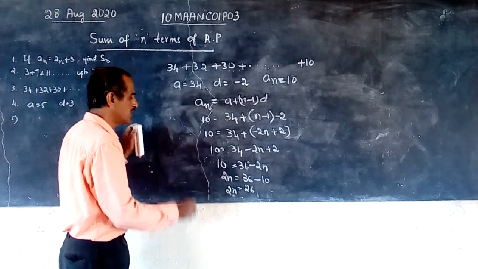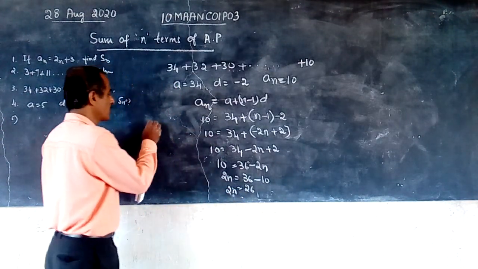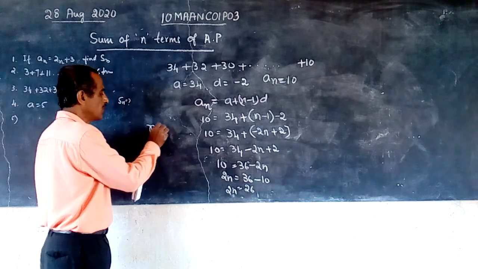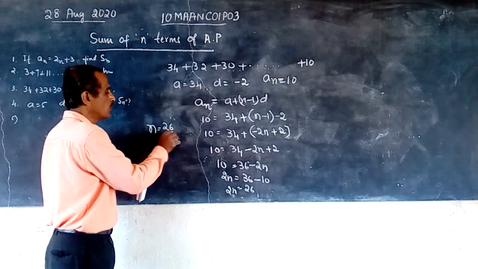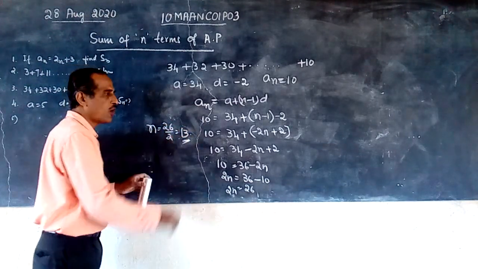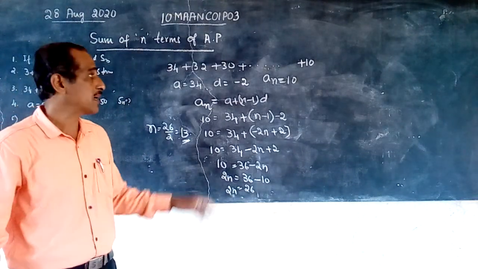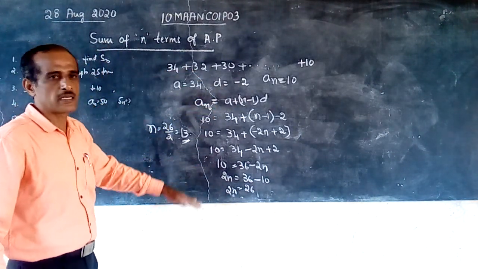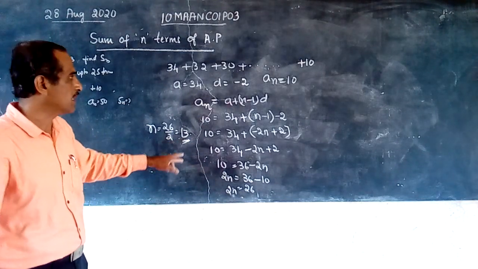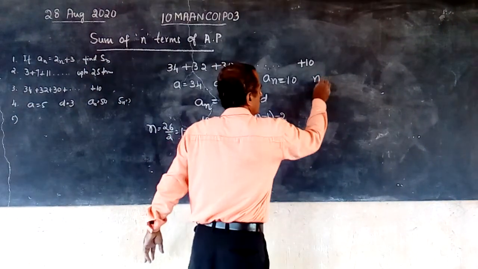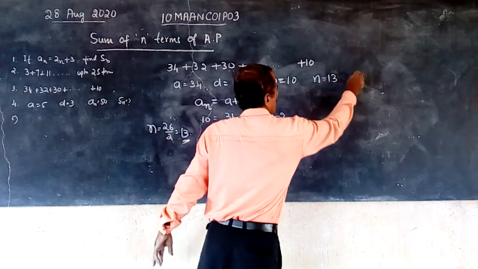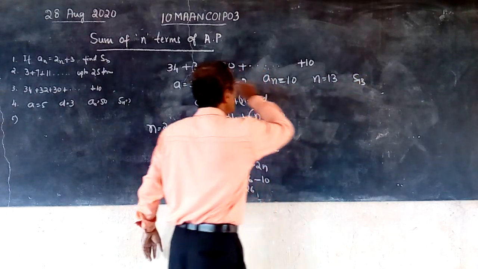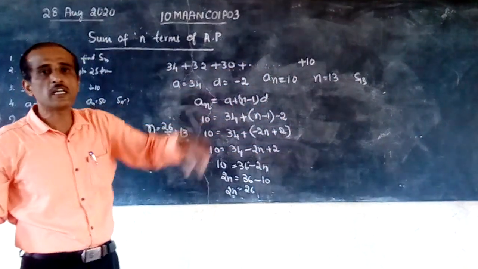2n is equal to 26. Therefore, n is equal to 26 by 2, which is equal to 13. So you got n is equal to 13 here. So if the question is like this, first you have to calculate n. N is equal to 13. After getting this 13, what is 13? How many terms are there? There are 13 terms.